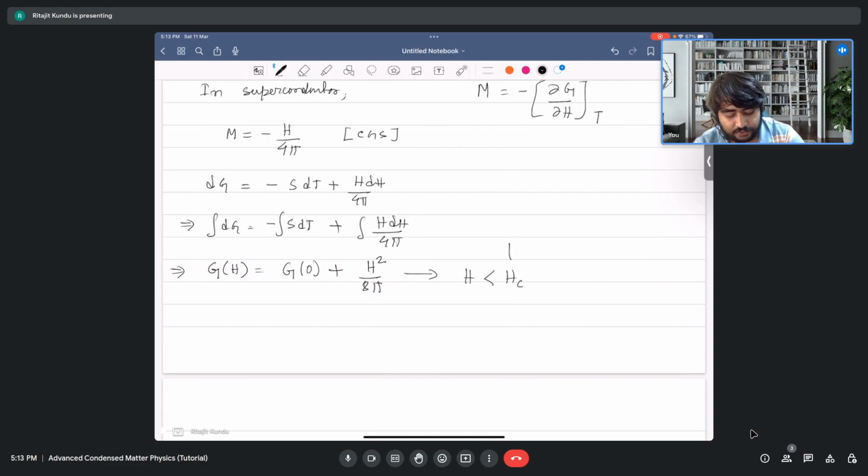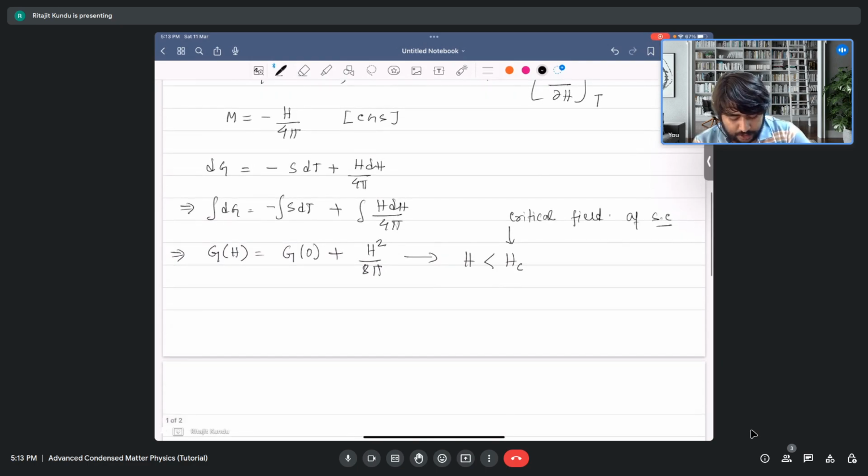So Hc is a critical field, the critical field of the superconductor. That means if I apply Hc amount of field, then the superconductivity goes away. So similarly, we can find a similar expression for when we are exactly at the critical point. We know at the critical point superconductivity has vanished, so there is no more any gap if you talk about microscopics. But we can similarly find this G for the normal metal.